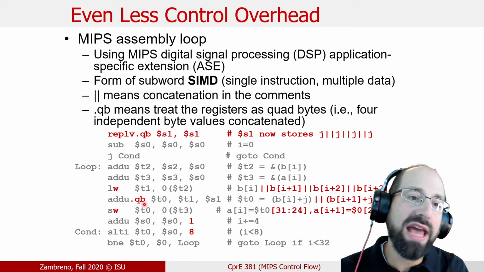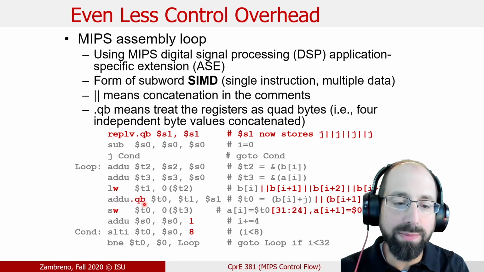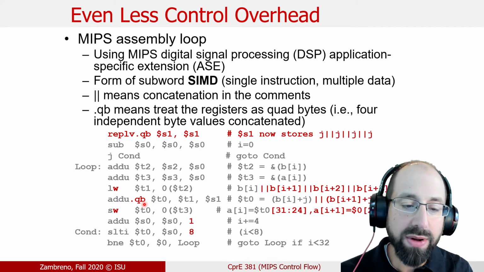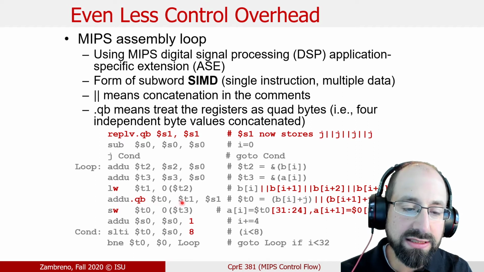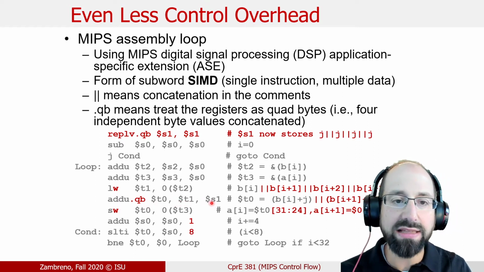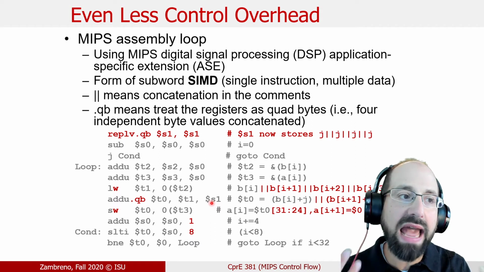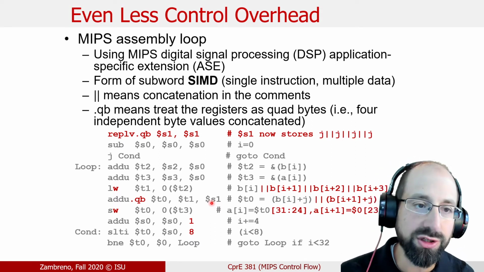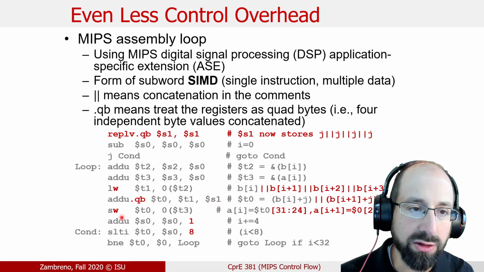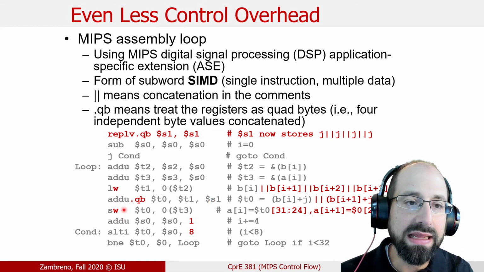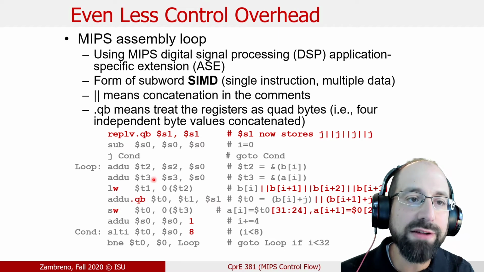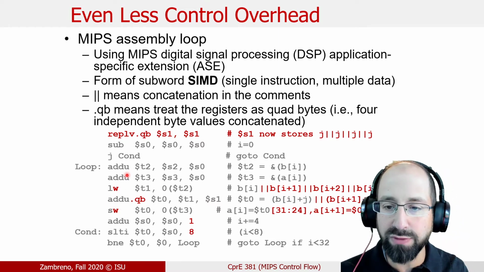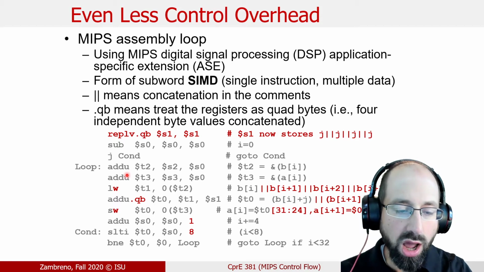Instead of an addu, it's an addu.quadbyte, which is doing something very similar to our existing add, but it is adding not just T1 and S1 as 32-bit quantities. Instead, it is adding them as individual 8-bit quantities independently from each other. And then we store the result back. The nice thing about it is we're able to iterate significantly fewer times through the loop. This takes even half the number of instructions as the previous version with the unrolled loop would do.